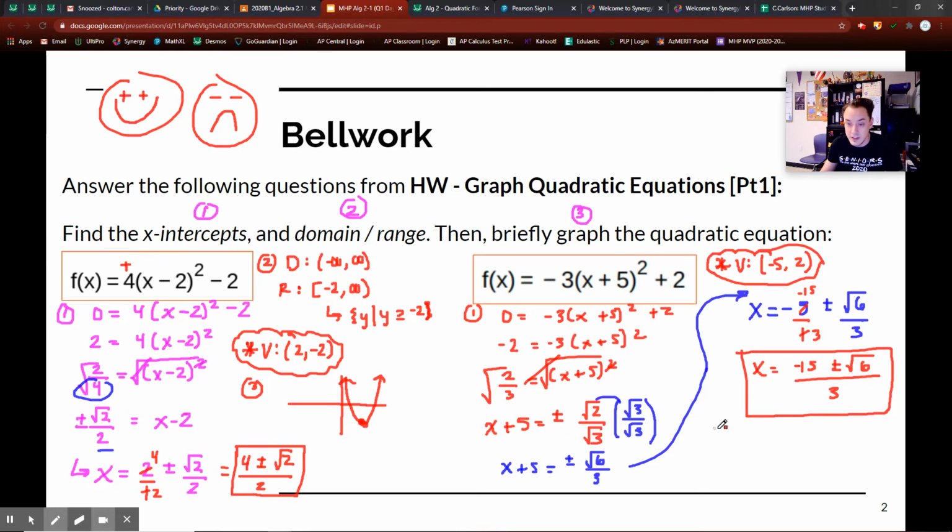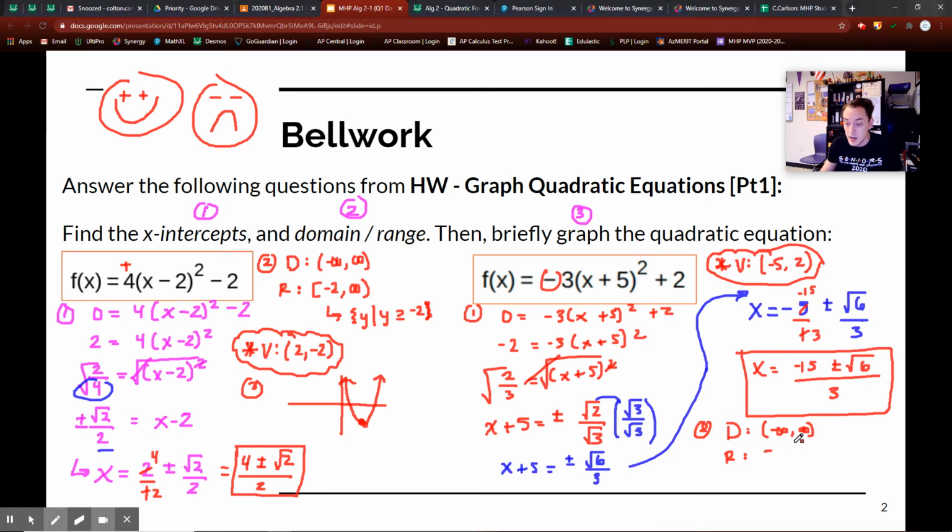Briefly, let's graph this, or actually, let's do the domain and range first. My domain, of course, is always going to be -infinity to +infinity. My range. Notice how this is a negative, so that means it has a max. So looking at this, it's still going to be 2.